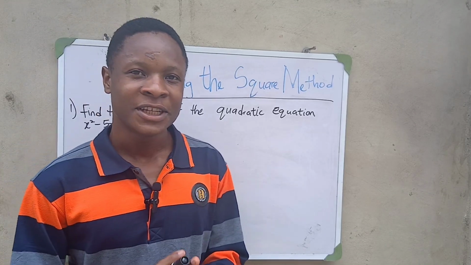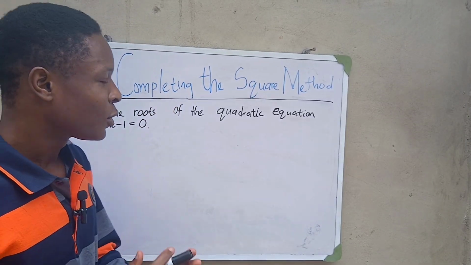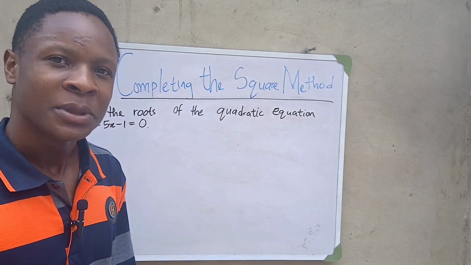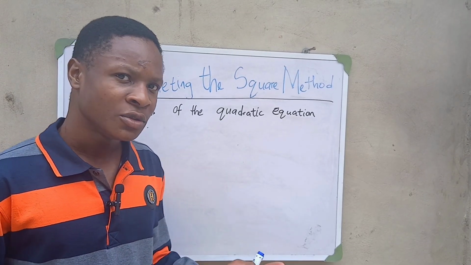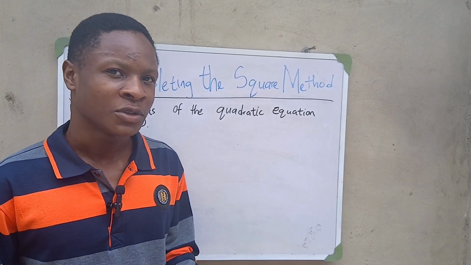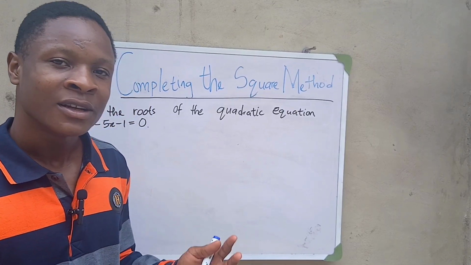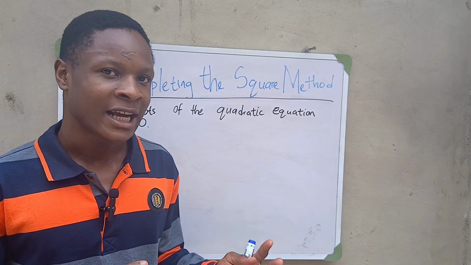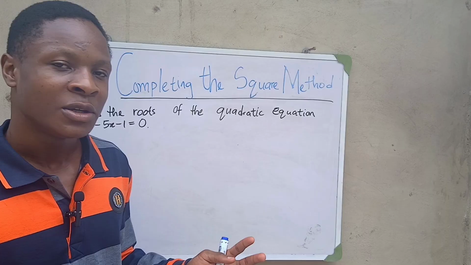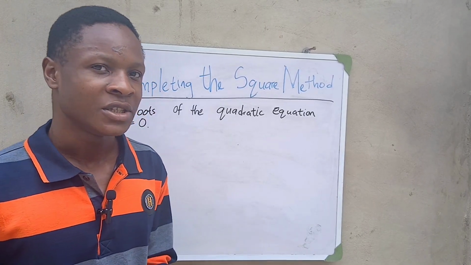Hello guys, in today's video we're talking about the completing the square method. Completing the square is a method used when factorization cannot work in solving a quadratic equation. So today we'll be solving quadratic equations that cannot be factorized. They can only be solved using the completing the square method.